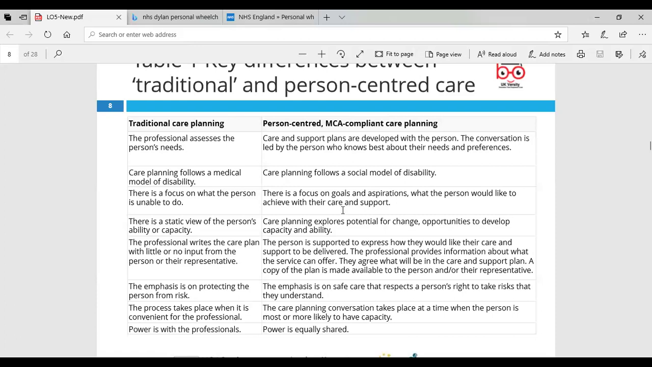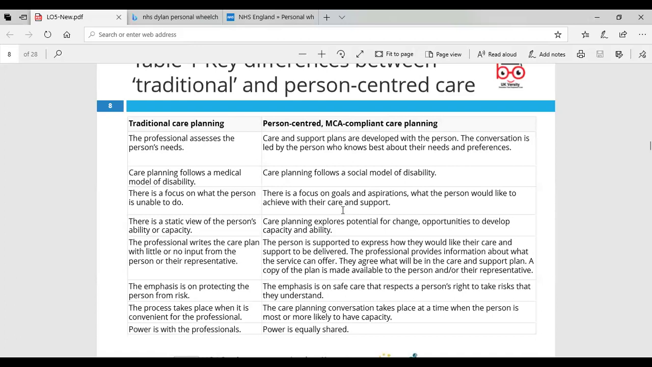But now, with the person-centered and MCA-compliant care planning, the person is supported to express how they would like their care and support to be delivered. The professional provides information about what the service can offer, and they agree what will be in the care plan and support plan. A copy of the plan is made available to the person or their representatives, whoever leads that care plan. The emphasis earlier was on protecting the person from risk.